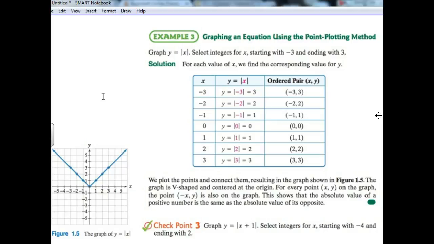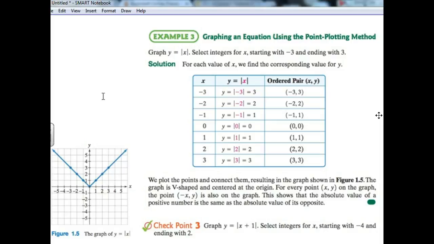If we wanted to graph y equals the absolute value of x, then we just need to select some integers for x. And you can pick any x value that you want because x is an input value. So you could literally choose any value that you wanted to pick.